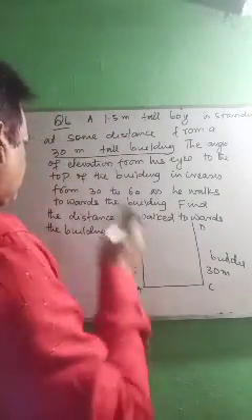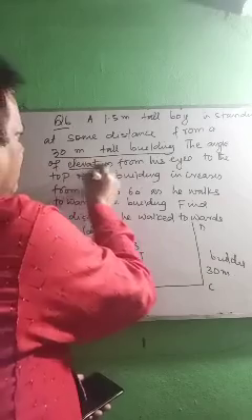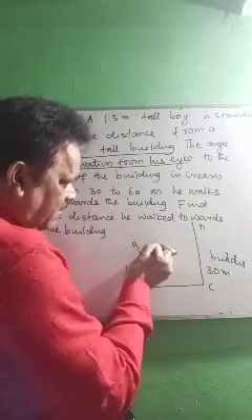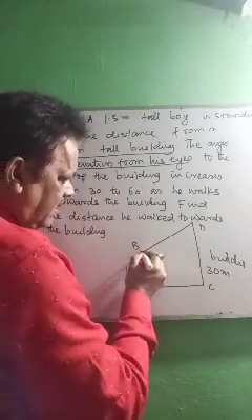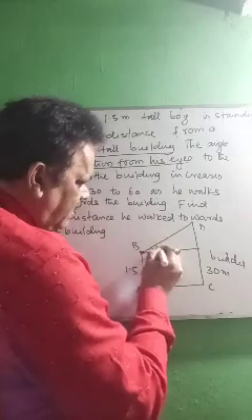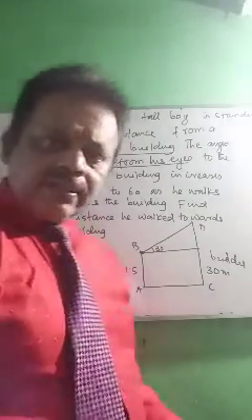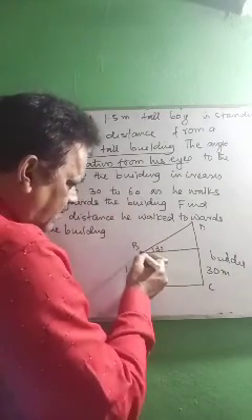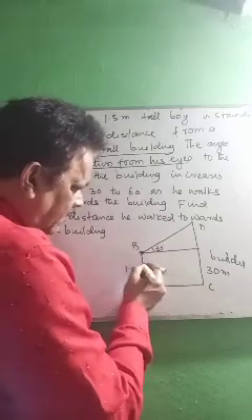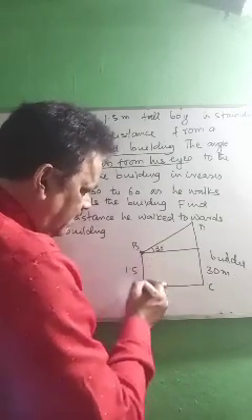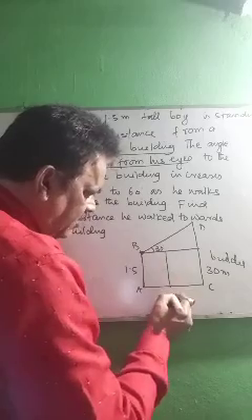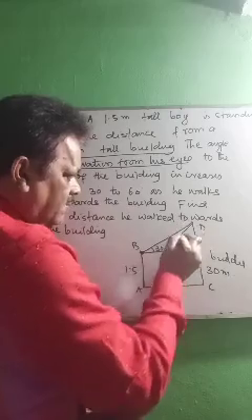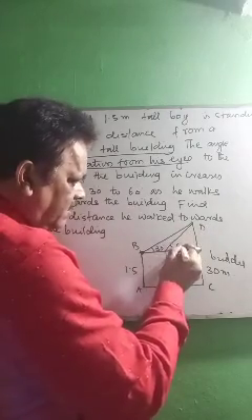Now the question is the angle of elevation from his eye. Eye is here. Elevation means you have to go up. This angle is now 30 degree. Then it increases from 30 to 60. So when he is standing here, it is 30 degree. When he walks towards this way, this fellow has reached here, suppose PQ. Then the angle becomes 60 degree.